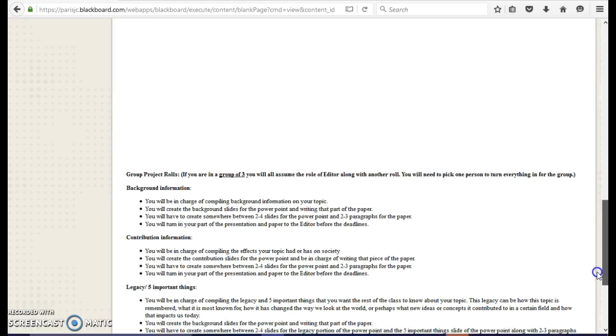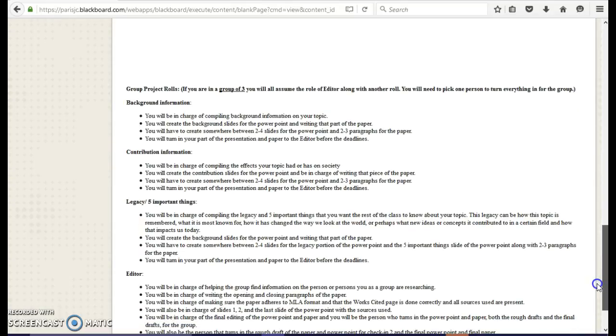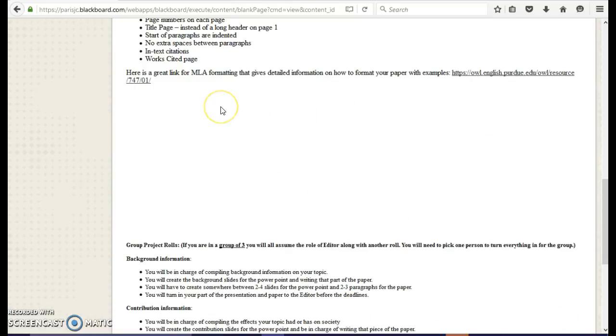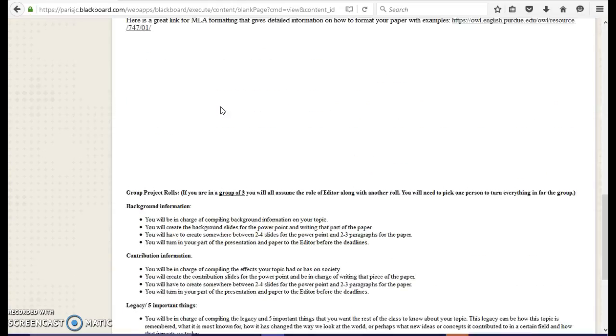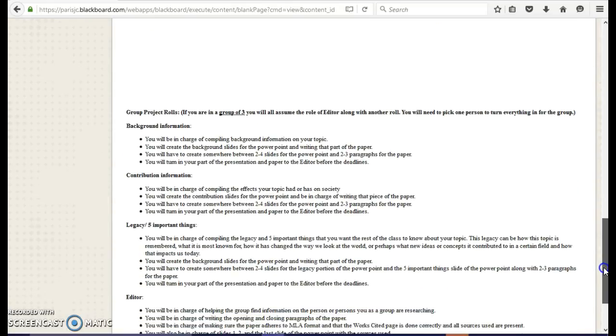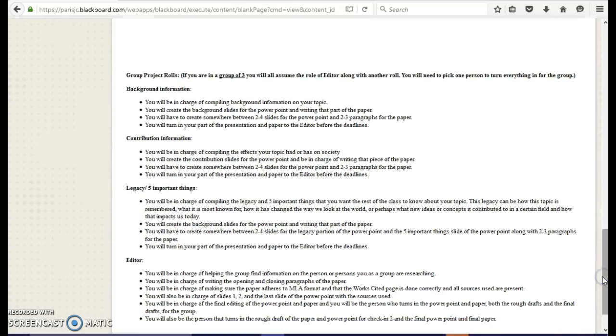All right, and then these are the different roles for everyone in your group. So there's 2 groups of 3 people. So you need to choose one of the top 3 here. Either the background information, the contribution information, or the legacy/5 important things.